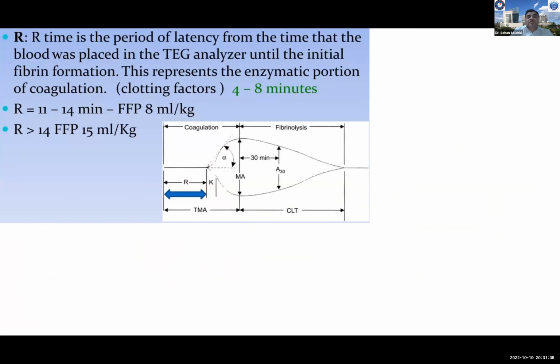So we'll go through all these parts. I'll come first to the R time. R time is from keeping the blood into the cup to the actual starting of the fibrin formation. So it will tell you about the enzymatic portion of the coagulation, and it depends on the coagulation factors in the blood. The normal time is around 4 to 8 minutes. So this is your R time, from this point to this point.